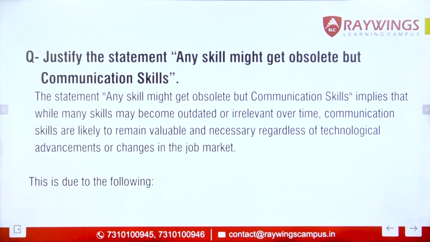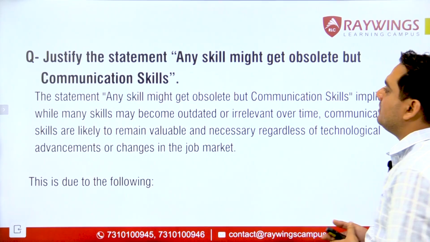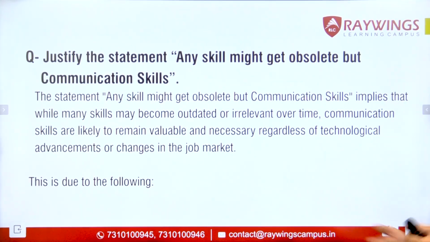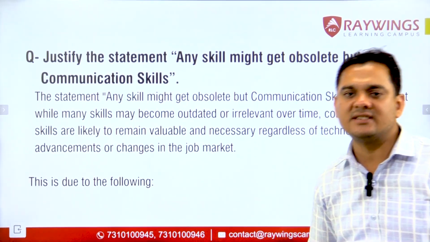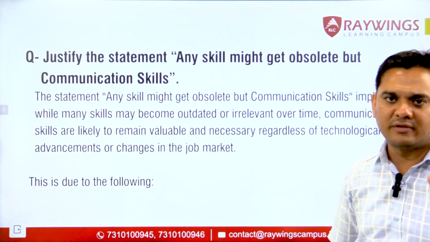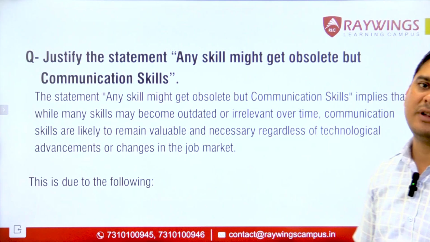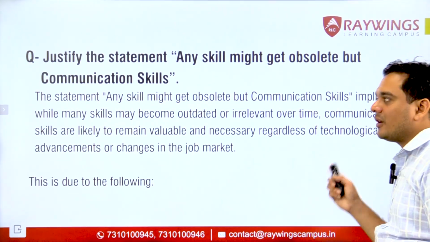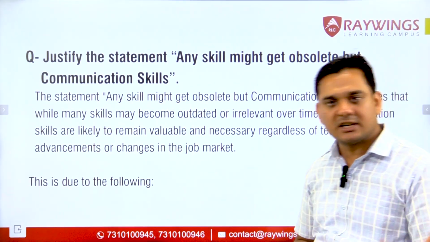Next, justify the statement: any skills might get obsolete but communication skills. So what does the statement say? What does it mean? It says any skills might get unimportant or reduced over a period of time. The value may get reduced over a period of time, may become redundant, but not the communication skill. This is not the case with the communication skill.